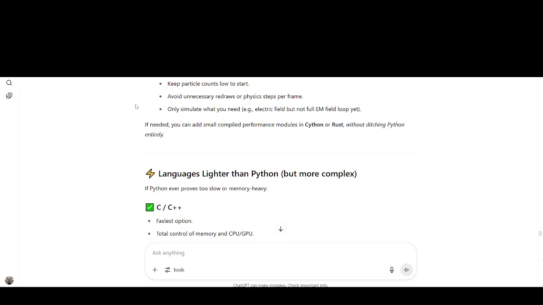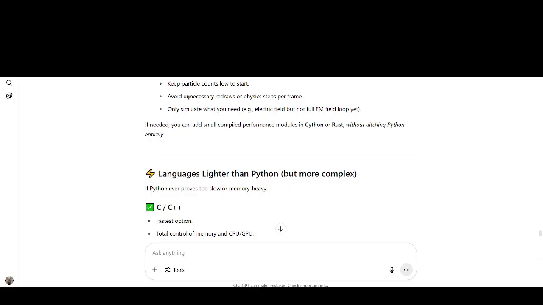Okay, Python is not blazing fast, but it's fast enough if you keep particle counts low to start, and avoid unnecessary redraws or physics steps per frame. So one thing I think could be helpful is initially starting with protons and electrons as point particles, and then maybe only drawing larger particles later. I could just do point particles with arrows pointing to their location, and then do trace paths.